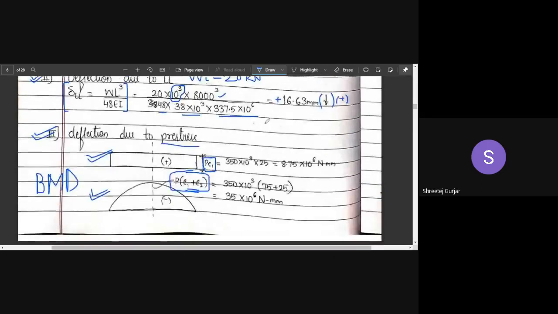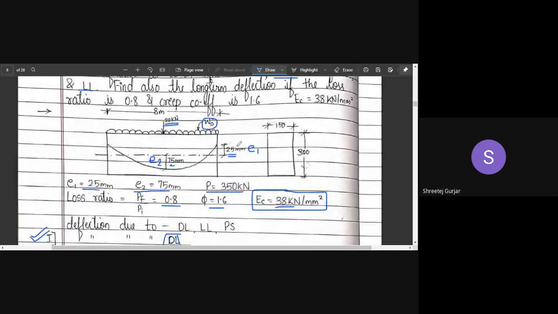Let me show you in your figure. This is E1, the eccentricity over here. You have a pre-stressing force acting at an eccentricity of E1, 25 mm. It is located above your neutral axis. This P force is above your neutral axis, so what will it cause? Will it cause sagging or hogging of your beam, upward deflection or downward?